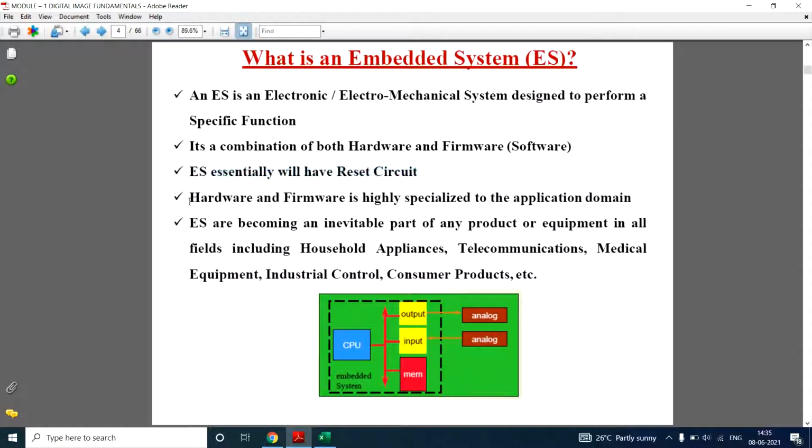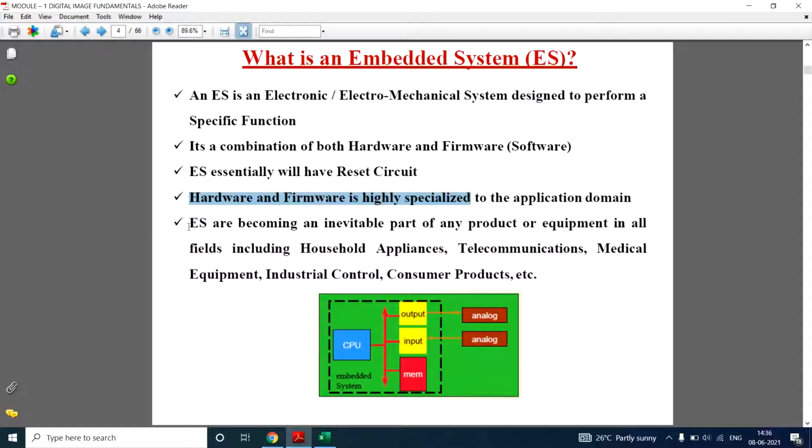Then hardware and firmware are highly specialized in the application domain. Okay, so an embedded system is for one application domain. That's why we are using an embedded system. So the hardware and firmware that we use should be highly specialized, only for that purpose.